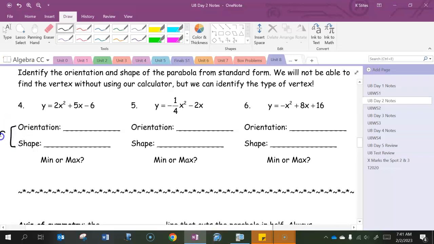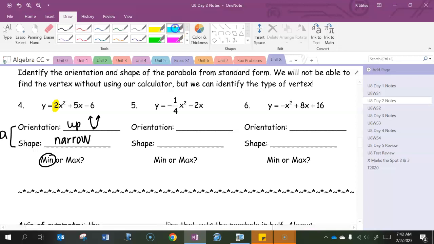Okay, so again, we want to focus on our a value here. A value is the number in front of x squared. That's a 2. It's a positive, so this is an up. And ups have a min. My shape, 2 is more than 1, so that means this is narrow.